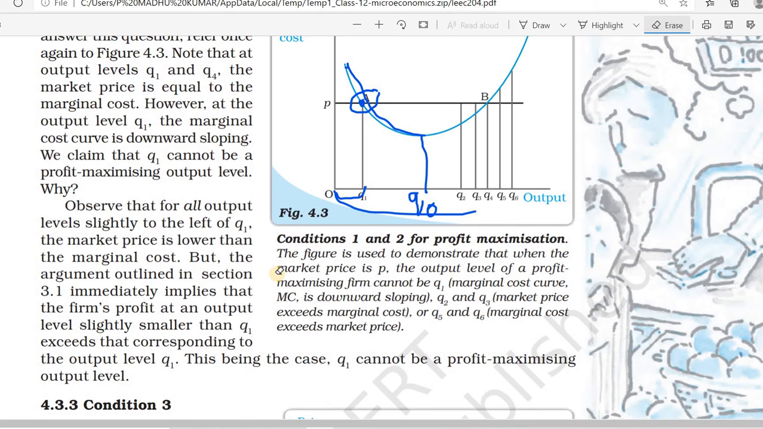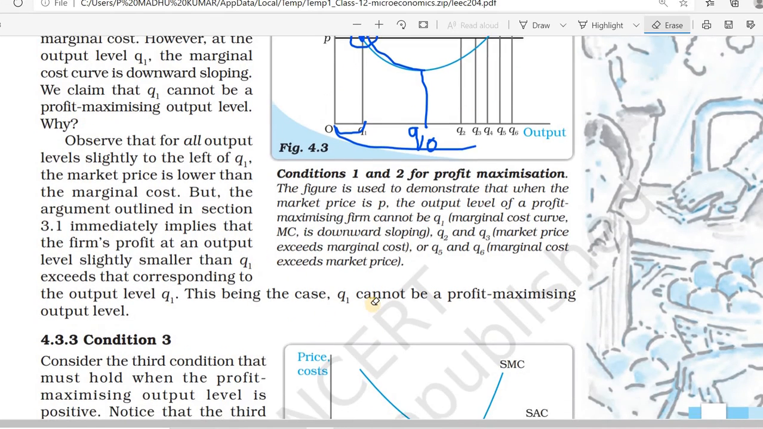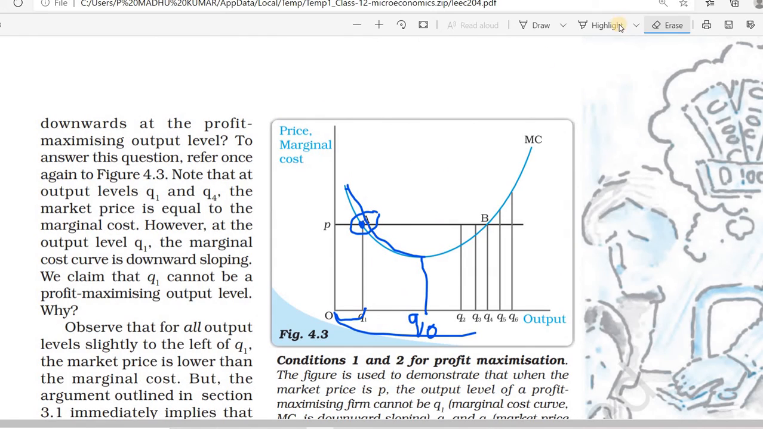Then what is the third point? At Q1 we cannot maximize the profit. What is the reason? Because only a very small quantity is produced, so we cannot maximize the profit. B is the maximizing point at Q4 quantity.